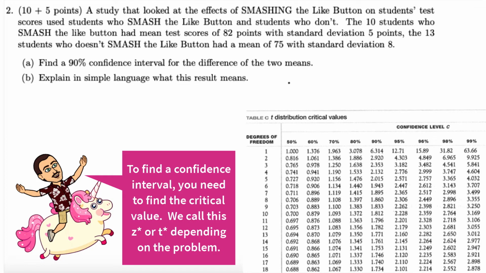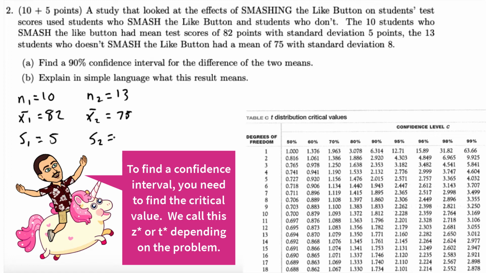So let's write down all the information that was given to us. We see that N1, the number of students who smash the like button, is 10. Could be more. It could be you. X1 bar is 82 points. S1, the standard deviation, is 5. N2 is 13. X2 bar is 75. And the standard deviation is 8.